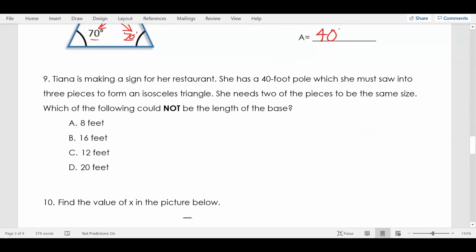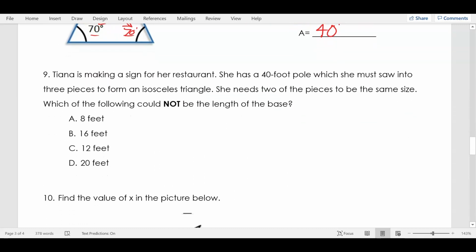All right, number 9. Tiana is making a sign for a restaurant. She has a 40-foot pole, which she must saw into 3 pieces to form an isosceles triangle. She needs 2 of the pieces to be the same size, which of the following cannot be the length of the base. Okay. So you want to think about this. 40 pole is the total. Okay. It's got to be 2 pieces of the same size.